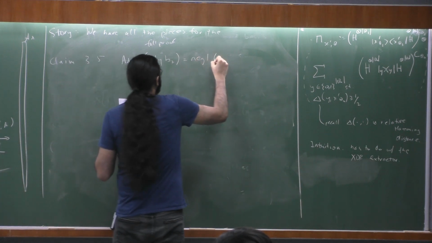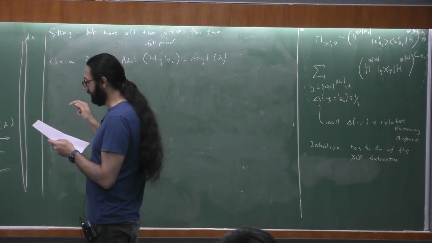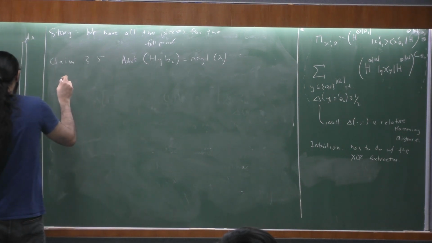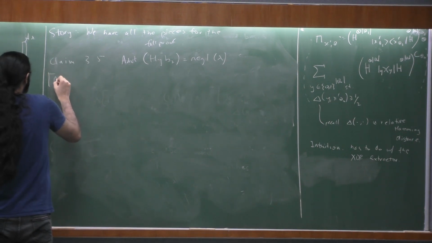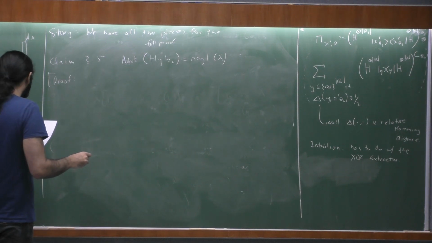Okay. And the remaining ones were the same as hybrid 2, right? So this we saw. I mean, they were negligible if hybrid 2 was negligible. Okay, so what's the proof?